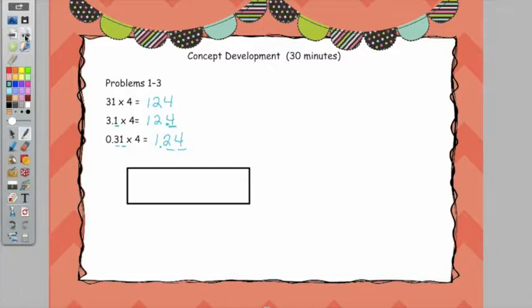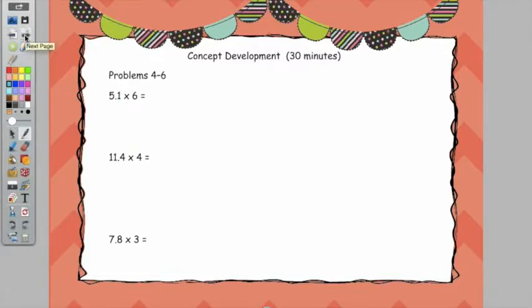So I'm going to share with you a strategy right now. And is your page blank or do you have area models on it? Blank. Okay, good. So I'm going to share with you a strategy that is a little different than just figuring out how many decimal place values you have, okay? So we're just going to take the decimal out completely and multiply with the standard algorithm. So go ahead and write that down.